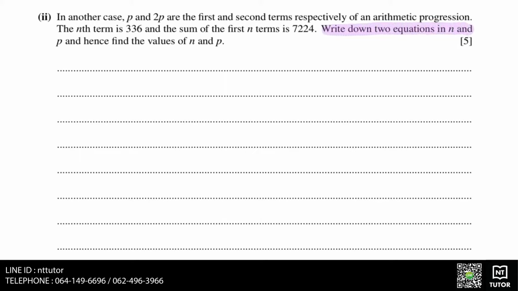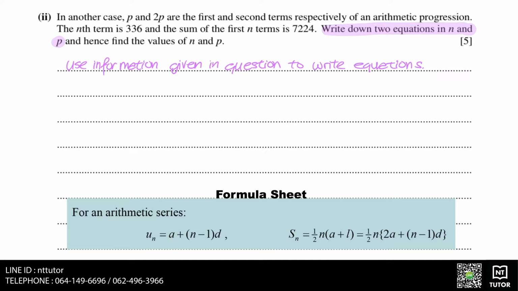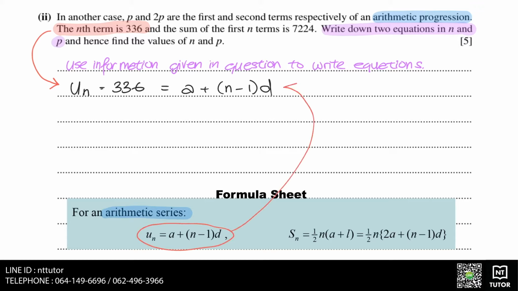The question specifically tells us to write down two equations in n and p. This means we need to use the information that was given in the question to write equations. The first main piece of information is that the nth term is equal to 336. From the formula sheet, we have a formula for the nth term of an arithmetic series. This means that this expression from the formula equals 336.